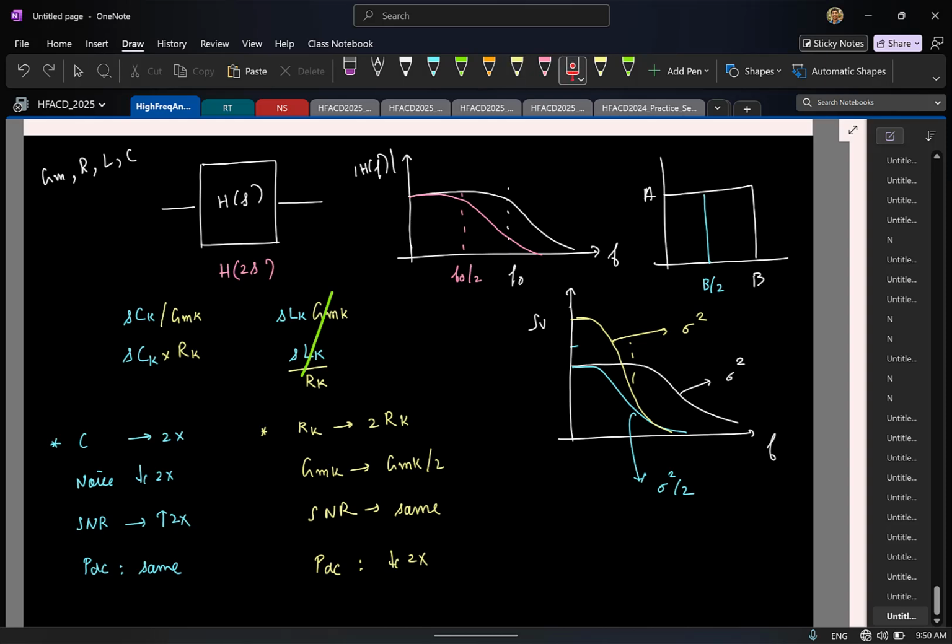Here the power consumption was the same, or I would say compared to the right side case, the left side case consumes 2 times more power, so it also has 2 times higher SNR. It's not like this is having 2 times higher SNR for free. That is happening because compared to the right side, the power consumption is 2 times higher. So this is sometimes called bandwidth scaling.